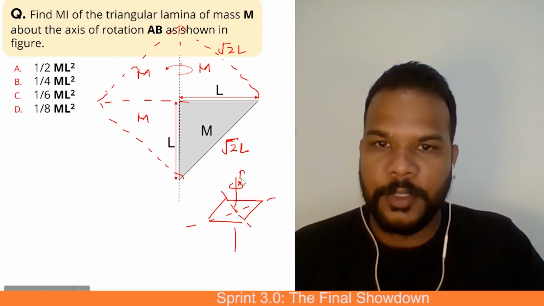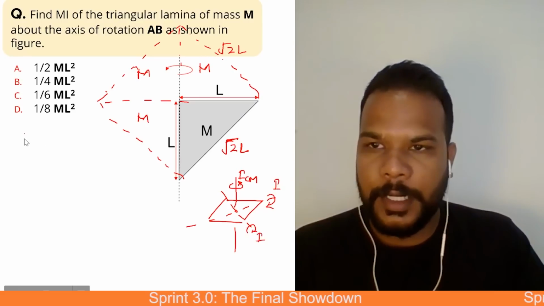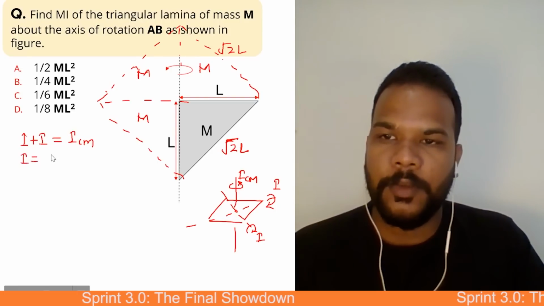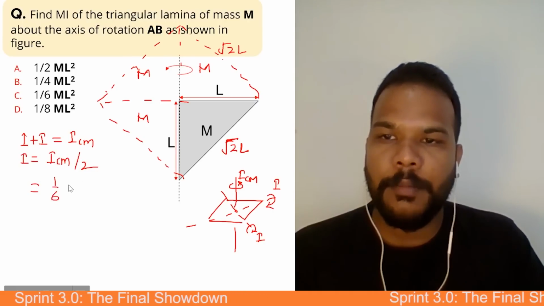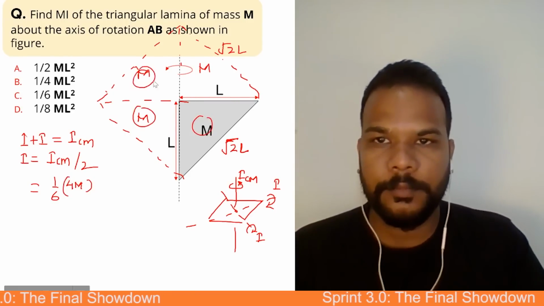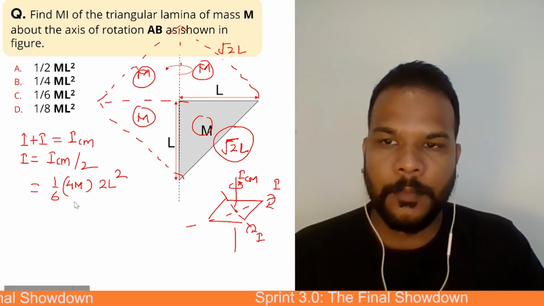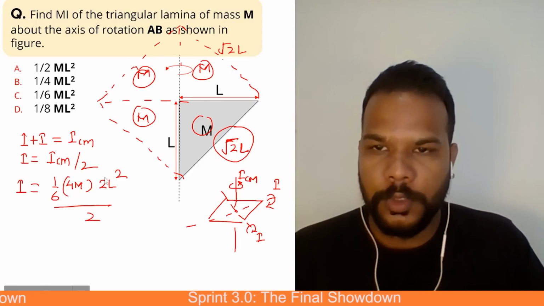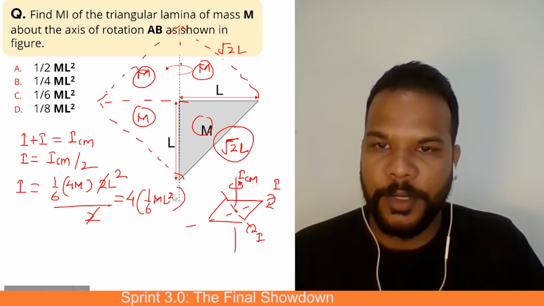So this moment of inertia, ICM, we know, and this is I and this is also I. So we know that I plus I is equal to ICM by using the perpendicular axis theorem. So I value will be ICM by 2. And what is ICM? ICM is 1 by 6 MA square. Total mass is 4M. And what is the length? √2 L, so squaring gives 2L square. And this has to be divided by 2. So we got the value of I as ICM by 2. So these 2s cancel. We have 4 times 1 by 6 ML square as the moment of inertia I.